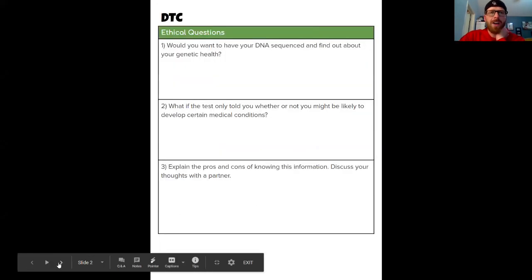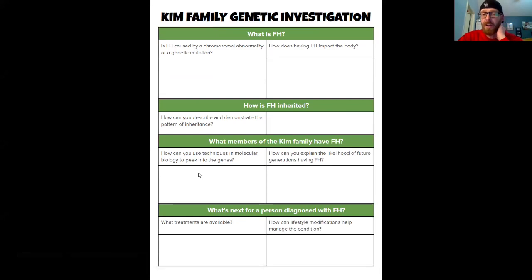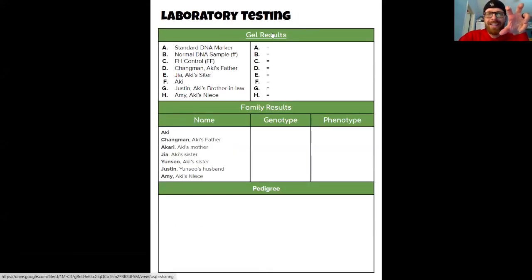So here are your ethical questions from the PowerPoint. A little information about FH, so what I want you guys to do is research some background on what FH actually is, the familial hypocholesterolemia. And then here is a link to the actual results from Akai's family. I went and did them for y'all so you guys had them.